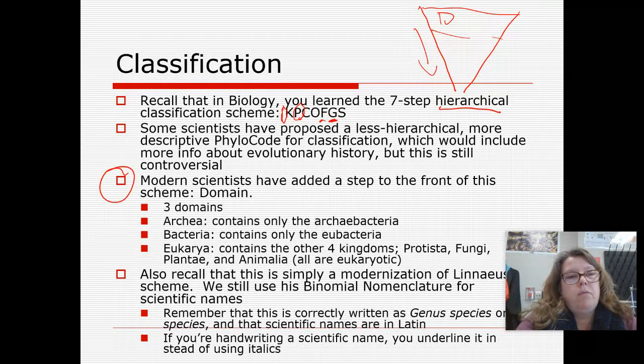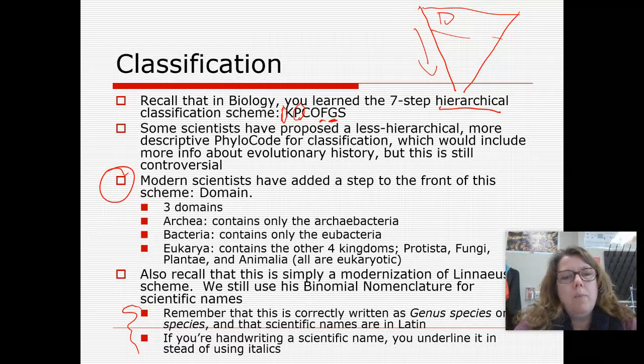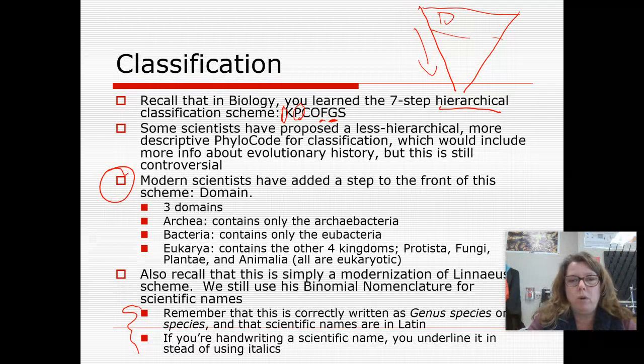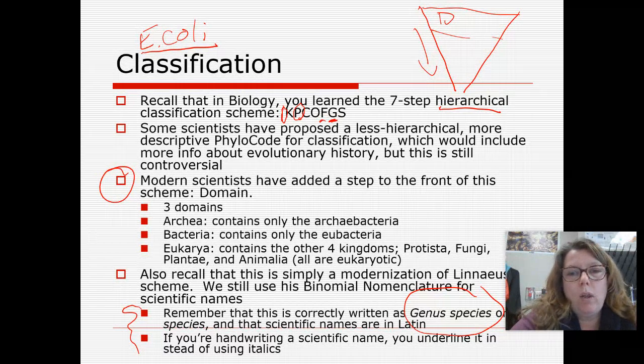So that gives you kind of the basics of hierarchical classification. Don't forget also that you learned binomial nomenclature for scientific names in Baby Bio, right? Don't forget about that. If you are writing a correctly written scientific name, you can see here at the bottom how those are written. You always capitalize the genus and everything else is lowercase. And if you're typing, you would italicize the whole thing as you see right here on this slide. If you were handwriting a scientific name, you would underline it. So you would see something like E. coli.